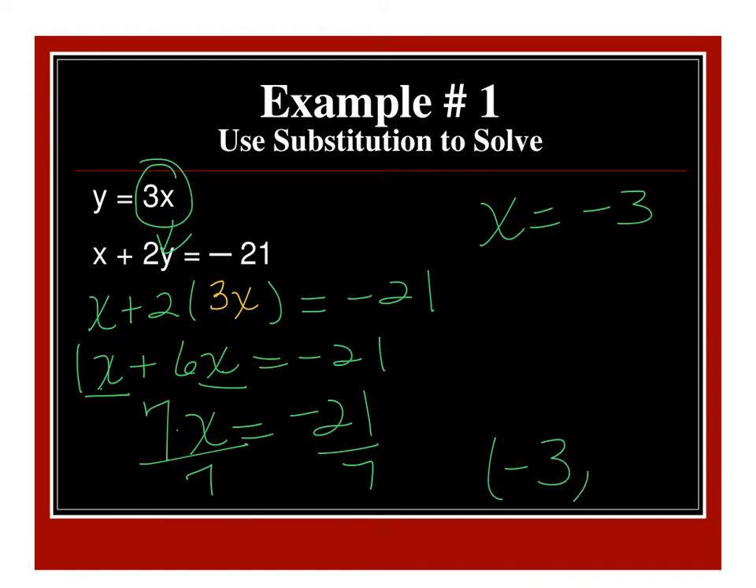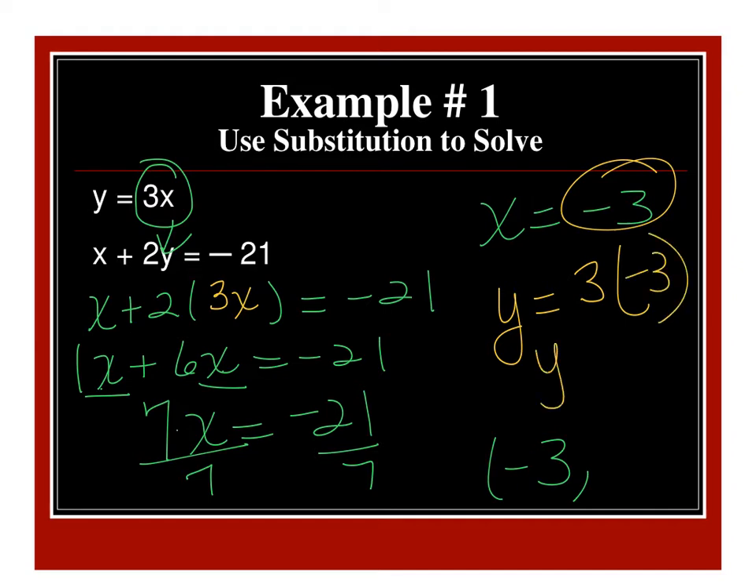If I have two variables, I've got to find two solutions. I find my x and I find my y. But all I have to do is take this value for y here and substitute in this value for x. So 3 times negative 3 is negative 9, so my y is negative 9. So this is my ordered pair here, negative 3, negative 9.